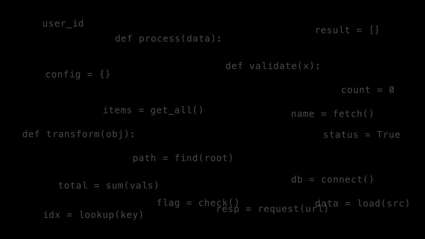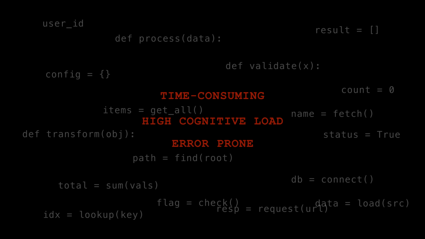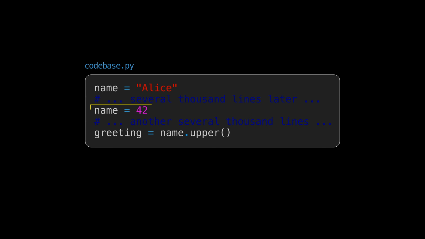In a code base with many variables and functions, it quickly becomes difficult to keep track of types manually. It's time-consuming, it adds cognitive load, and it's error-prone. This is not only true for us humans, but also true for language models. For example, if a string variable in our code base was later changed to an integer, and we call a string method on it, we will get an error at runtime.